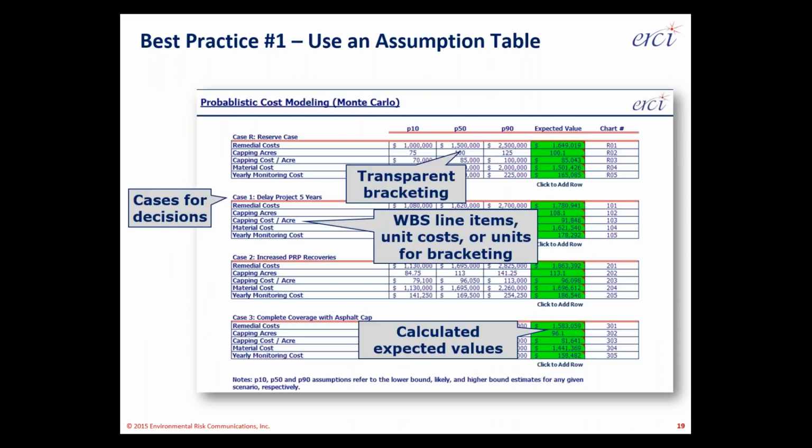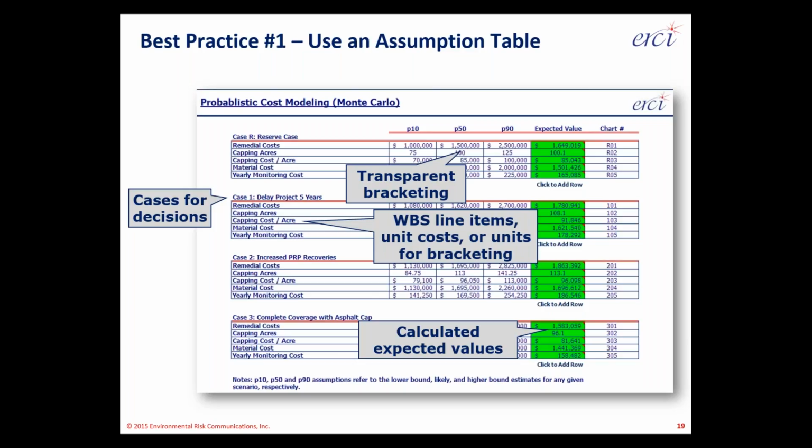We find the best practices for doing this type of Monte Carlo modeling involves using an assumption table, which means you've got to step out on a limb and say, these are the uncertainties that are going to happen to me. Not my decisions, but these are the uncertainties that are going to happen to me.